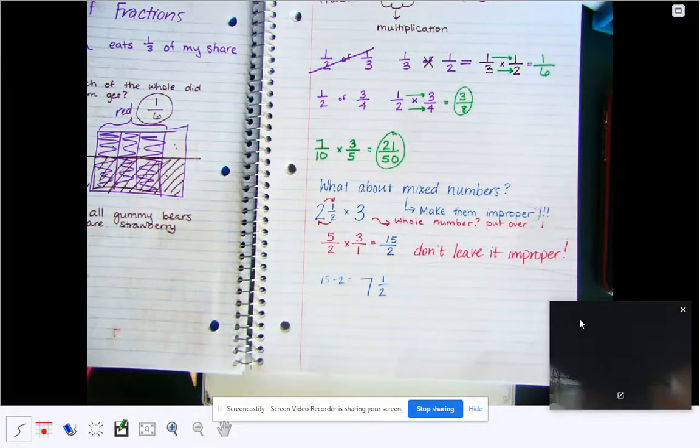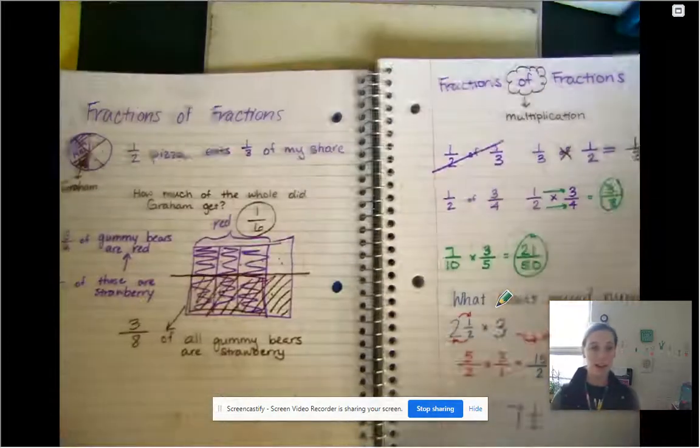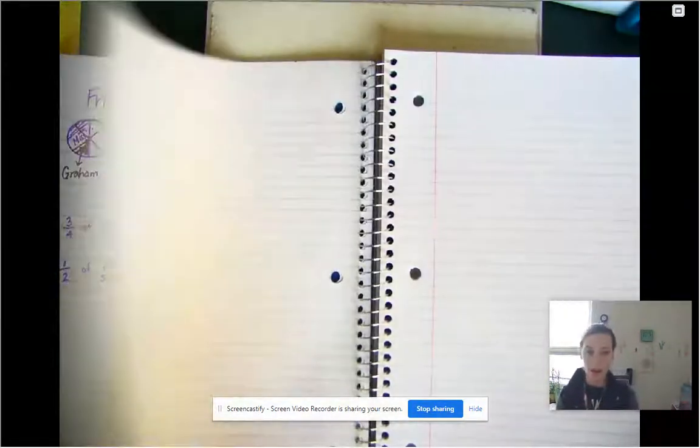Okay. Oops, my camera's not open. There we go. All right, we left off on fractions of fractions, multiplying fractions, and we are on page 10 now.